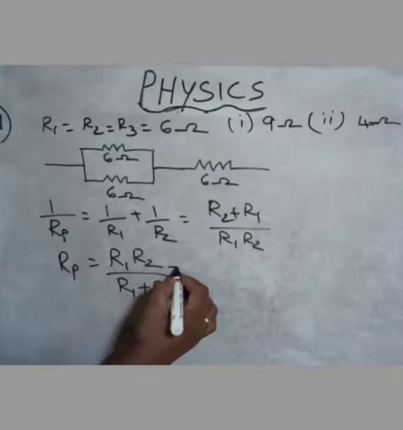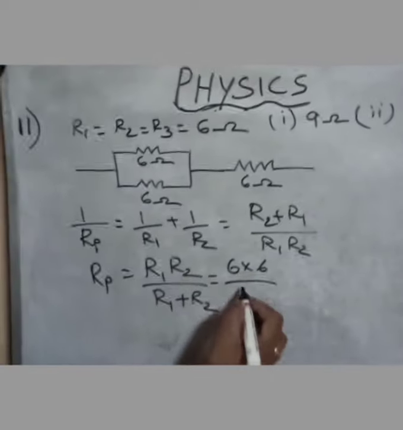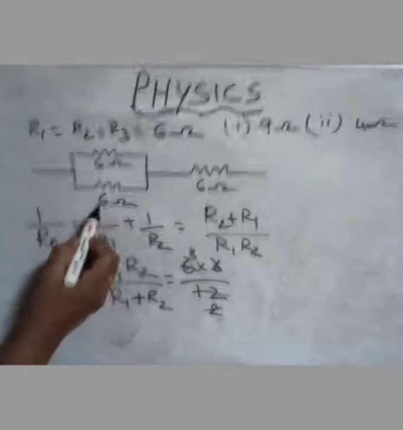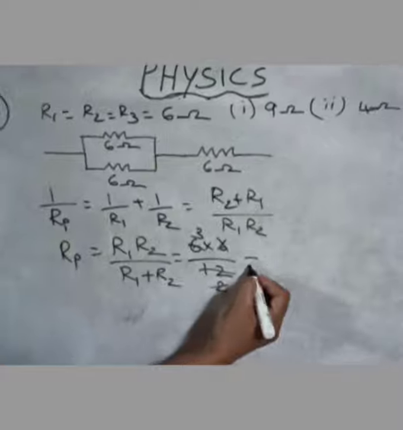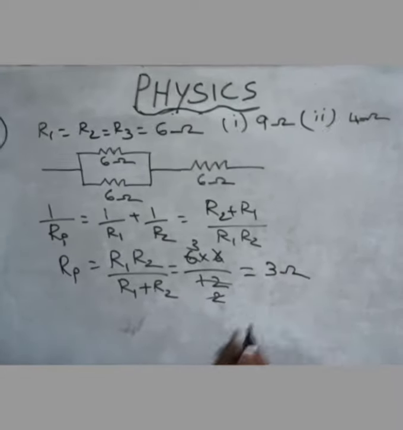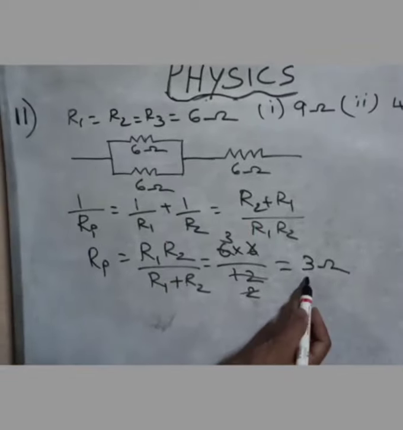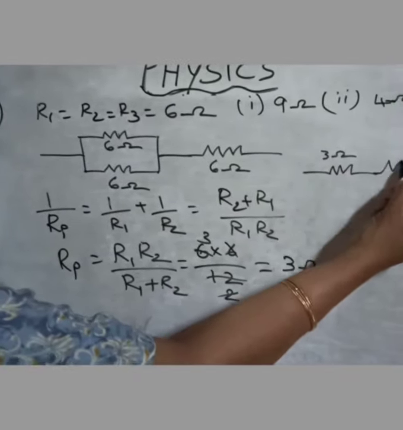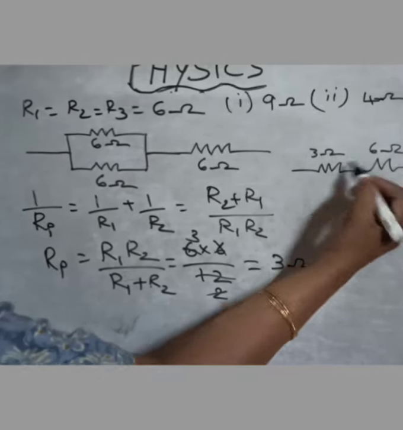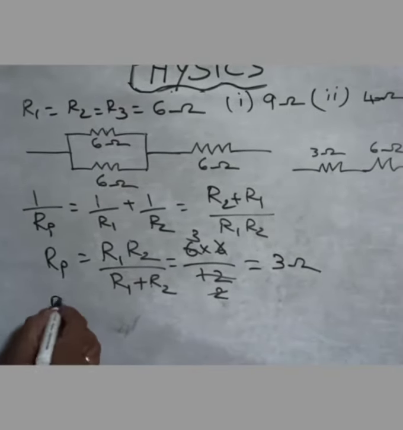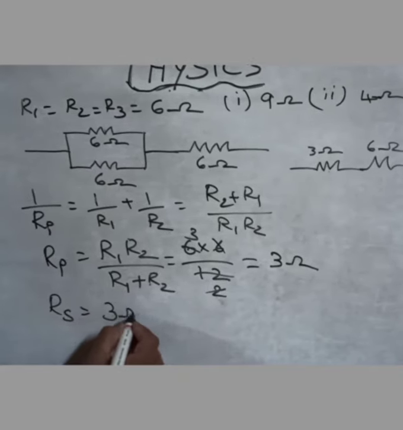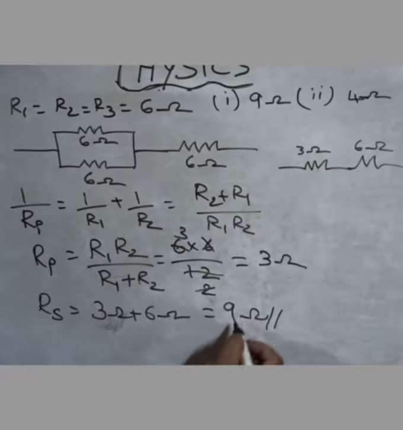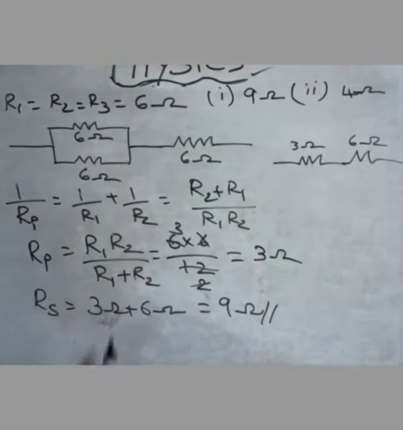For equal resistors, 6 into 6 by 6 plus 6 is 12. 6 into 2, 12, 2, 3. See, what is the half of 6? 3 ohm. So the effective resistance is 3 ohm. And this 3 ohm and 6 ohm are connected in series. So Rs is equal to 3 ohm plus 6 ohm, that is equal to 9 ohm. So we got the effective resistance as 9 ohm.